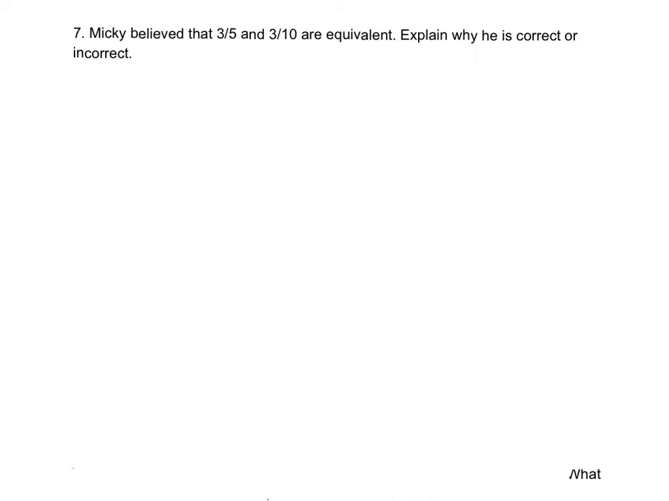Problem number 7. Mickey believed that 3/5 and 3/10 are equivalent. Explain why he is correct or incorrect. Well, I can solve this a few different ways. So I have 3/5 to start, and I'm supposed to make it equal to tenths.